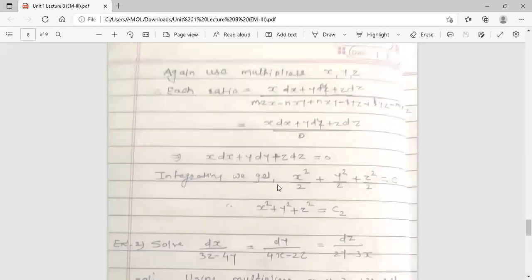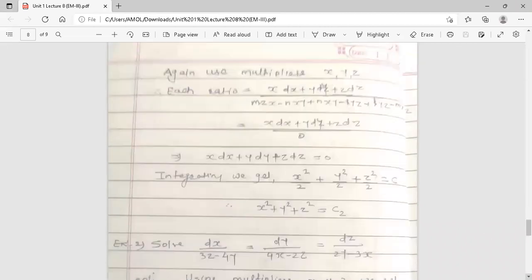So this is the second set of solution: x square plus y square plus z square is equal to c2. So this is the example. In this example, we have two sets of solutions. First is lx plus my plus nz is equal to c1, and the second set of solution is here: x square plus y square plus z square is equal to c2.